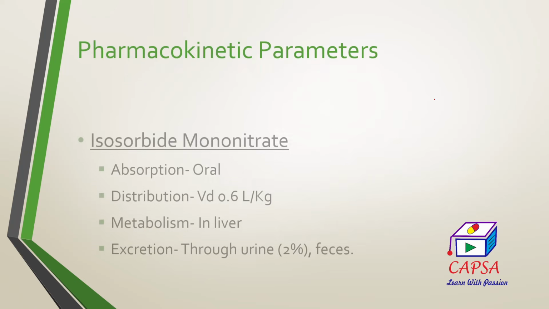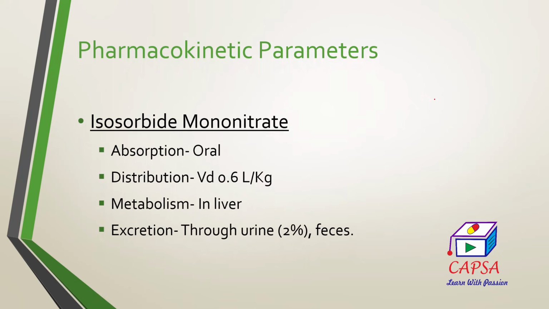Coming to the next drug, isosorbide mononitrate, absorption occurs through the oral route. Distribution, volume of distribution 0.6 liter per kg. We should keep in mind protein binding of this drug is very less than 5%. Okay. Metabolism occurs in the liver via conjugation process. Excreted through urine and feces.